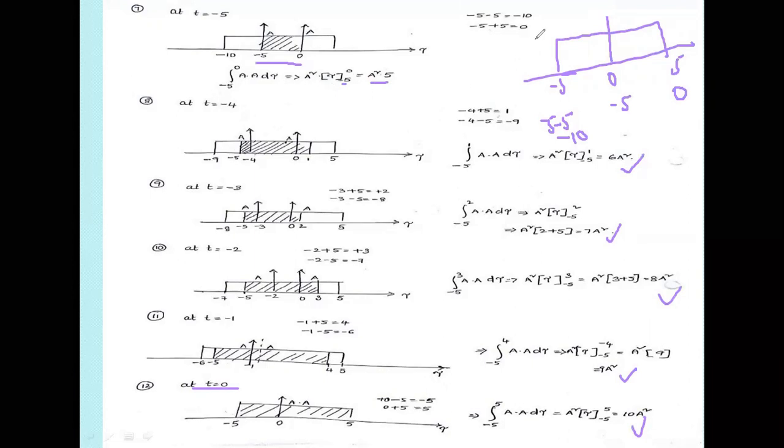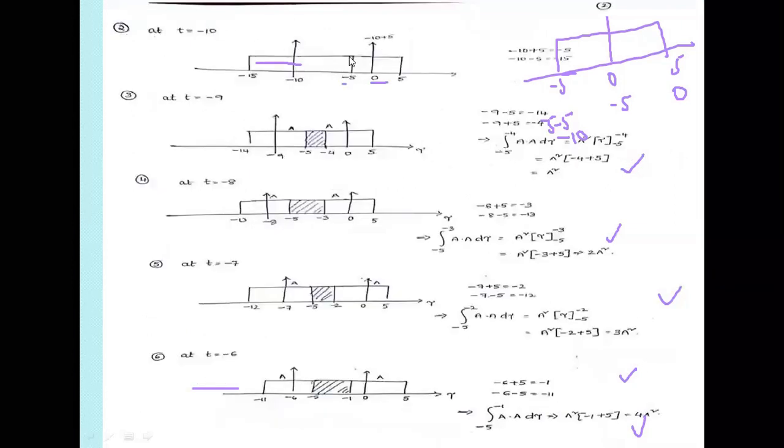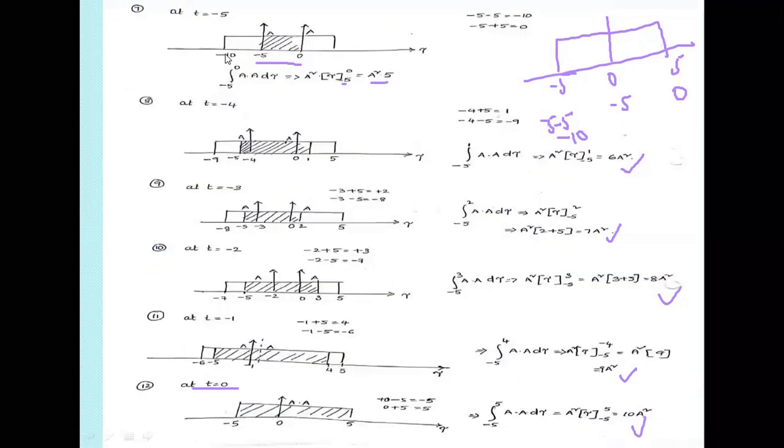Got it, my students? We started at t equal to minus 10. At minus 10 there is no overlapping. If it is minus 11, then minus 11 plus 5 gives minus 6, so there is a gap between the two signals. So I took it after t equal to minus 10. From t equal to minus 10 up to t equal to 0, it starts from a square and goes up to 10a square.